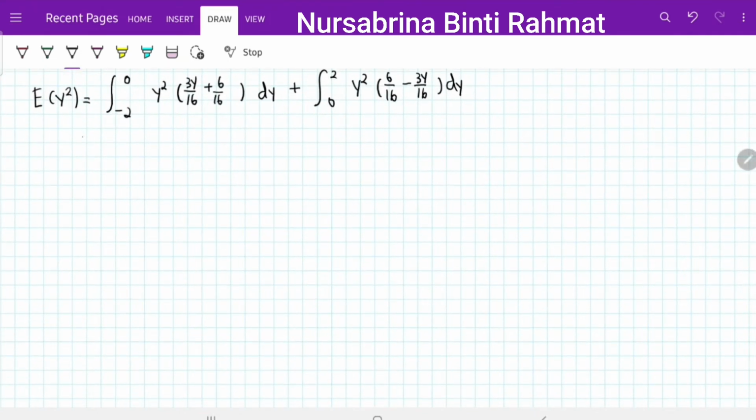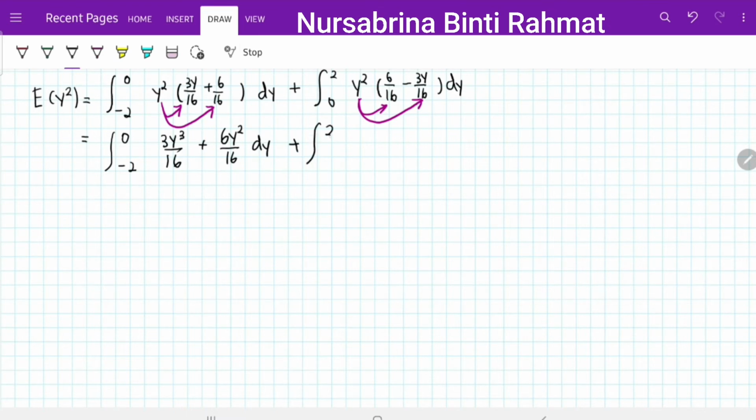So as usual, please expand this y squared into the equation in the bracket first, so that it will be easier for you to do the integration part. So it becomes the integral from negative 2 to 0 of 3y cubed over 16 plus 6y squared over 16 dy, plus the integral to 2 of 6y squared over 16 minus 3y cubed over 16 dy.